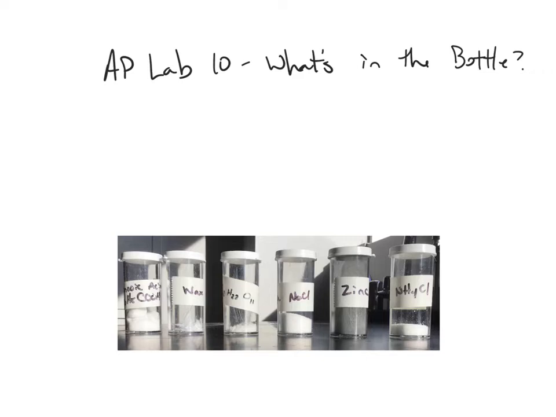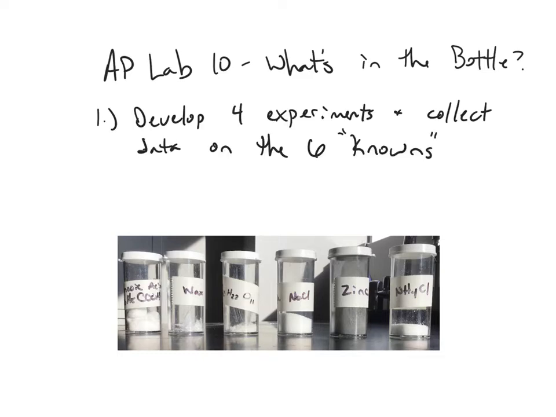The way the lab is written is that you're first going to develop 4 experiments on your known compounds, and the 6 known compounds are shown in the picture here. You've got benzoic acid, wax, C12H22O11, which is sucrose, NaCl, zinc, and NH4Cl. The whole idea is that you know the identity of the 6 knowns and you know the type of bond that's holding these known compounds together.